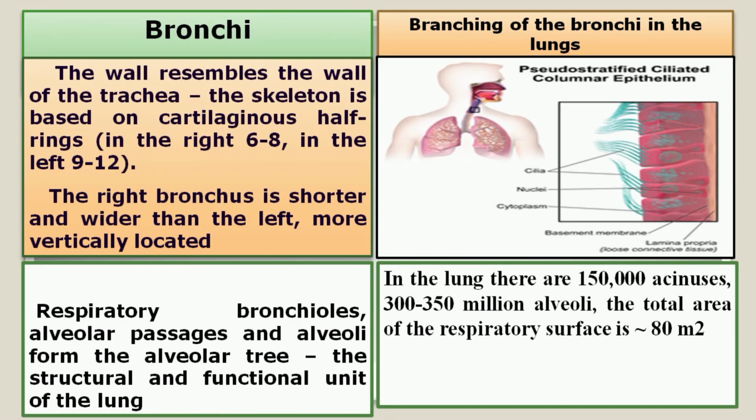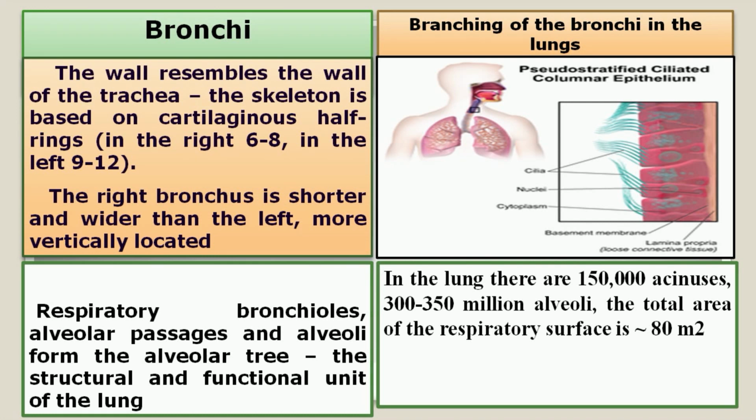Bronchi: the wall resembles the wall of the trachea. The skeleton is composed of cartilaginous half rings. In the right bronchus there are 6-8, in the left 9-12. The right bronchus is shorter and wider than the left, and more vertically located.